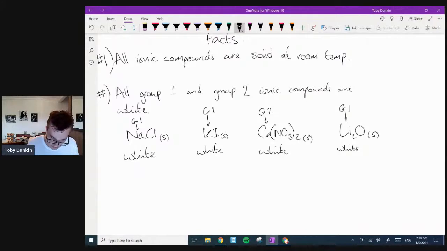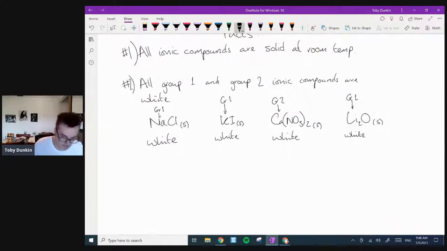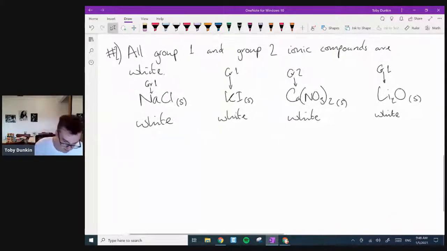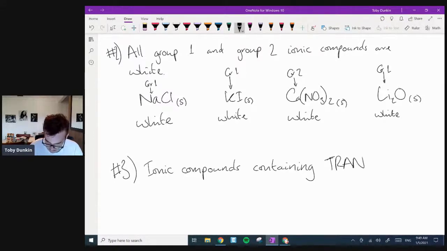So we can now do a whole load of others here, and we can just make predictions. And this comes into fact number 2. So fact number 3: where do colors come from then? When do we see colors? Ionic compounds containing transition metals often have colors.